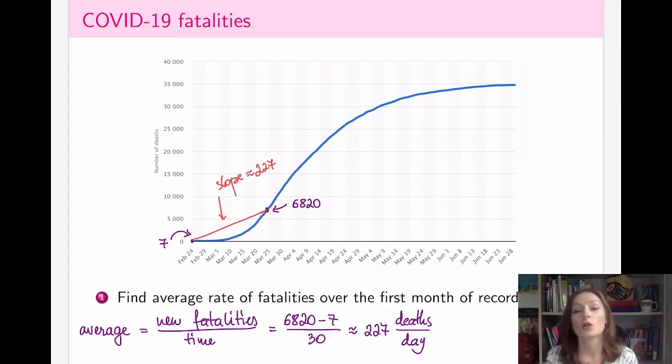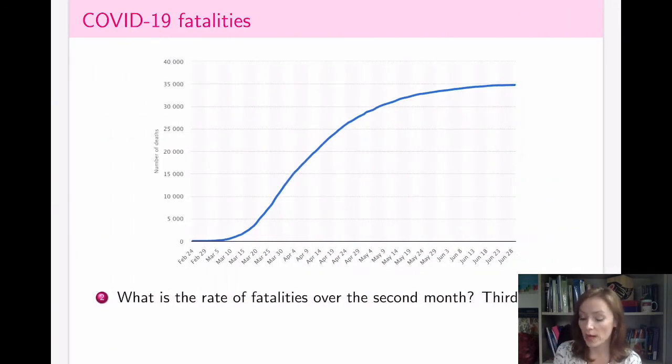So now let's take a look at how we can extend this further. I've now computed an average over the first month. What happens over the second and third month? I encourage you to pause the video here and actually compute those numbers for yourself. I will just label the graph with the actual statistics for it. So on February 24th, we had 7 cases. On March 24th, we had 6,820. On April 24th, we had 25,969.